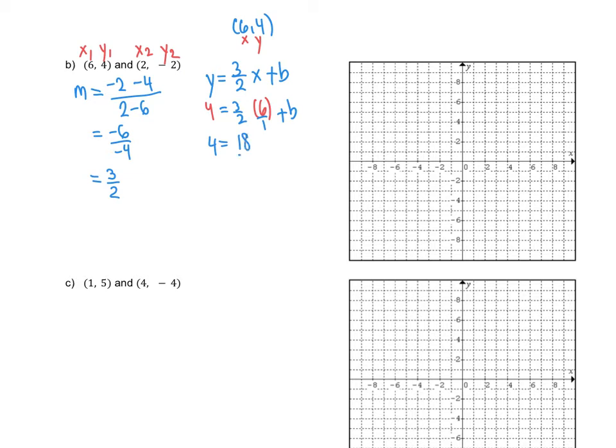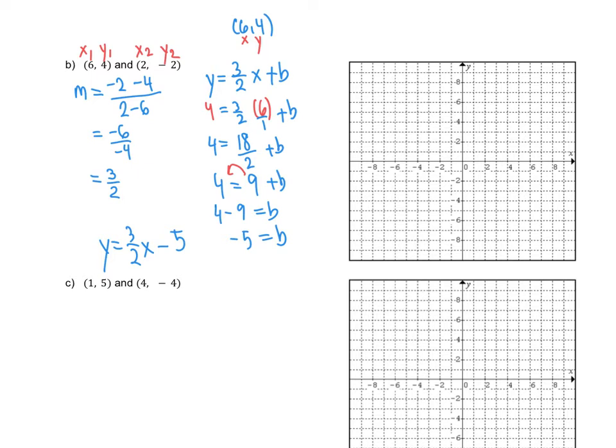3 times 6 is 18. 2 times 1 is 2. That does reduce to 9. So make sure you reduce it or you make your life harder. Bring the 9 over, switching the sign. And we get -5 for b. And then we can put it all together. 3 over 2x, subtract 5. So there's the algebraic method.